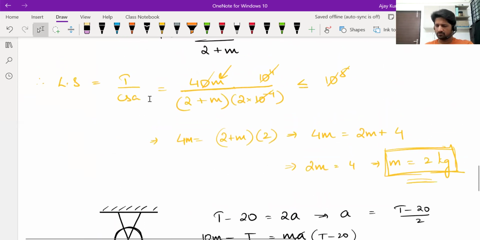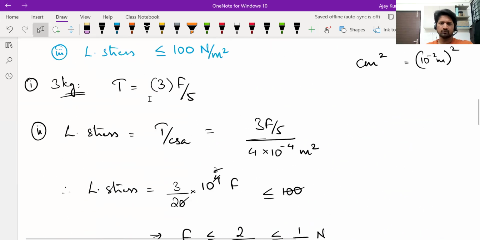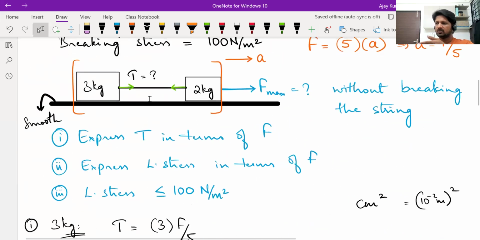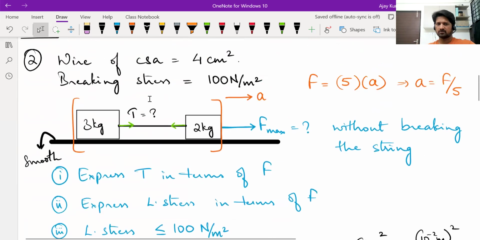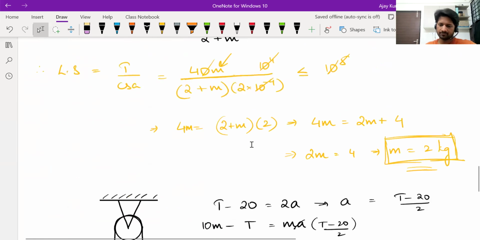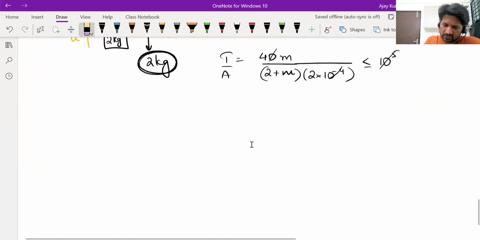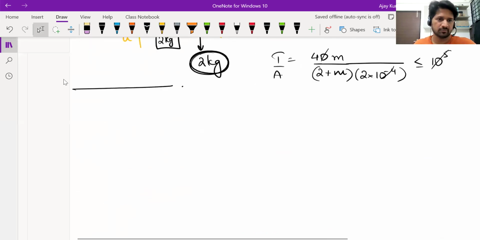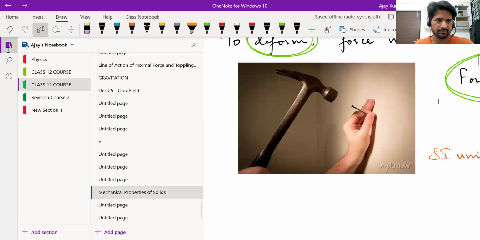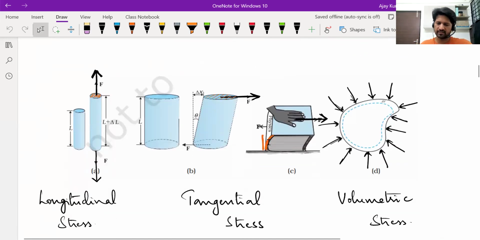So questions like this are quite common based on breaking stress. They'll give you one situation and ask you the breaking stress, or they can give you the breaking stress in one situation and ask you in another situation and so on. I'll give you some problems like that in the next worksheet. So till now, what we discussed was mostly about longitudinal stress, perpendicular force acting per unit area. Longitudinal stress produces longitudinal strain. It will either elongate the object or compress the object.